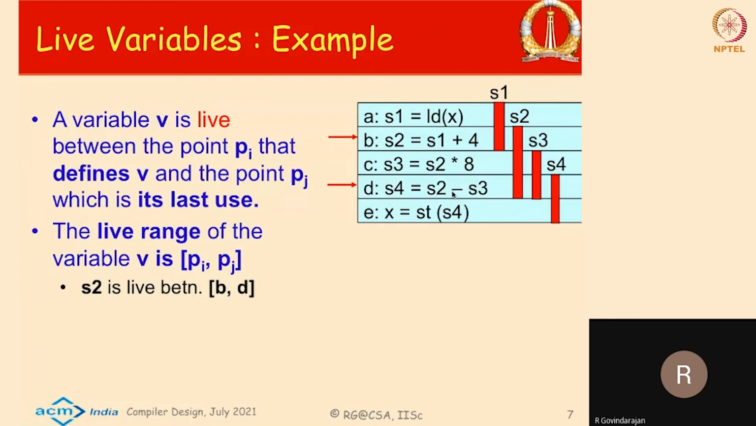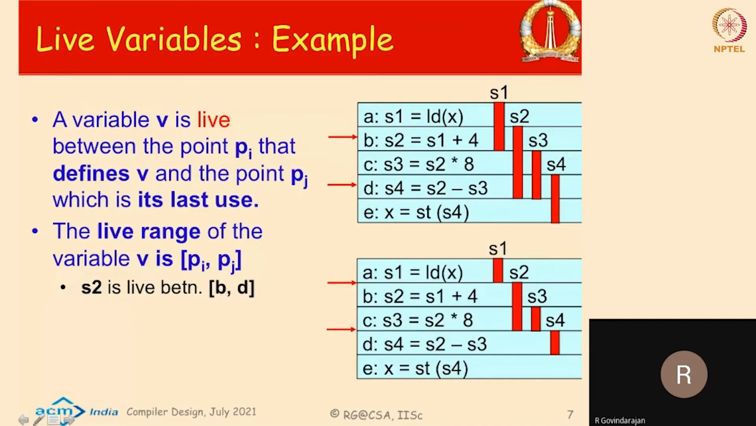This is one way of looking at it. There is also a convention where people say that it starts from the definition point and goes up to, but not including, the last use point. So that definition is over here. For example, what I say here is it's defined in instruction B, and its use is till this particular point, even though it is used in this instruction, right? We are not including it because let us say if S2 is in a register R1, then that same register can also be used for S4 because S2's liveness ends at this point in time.